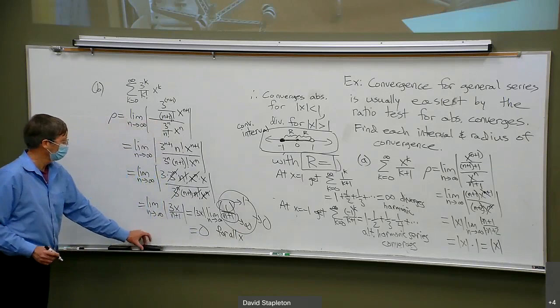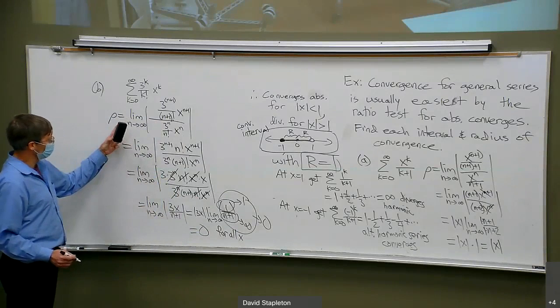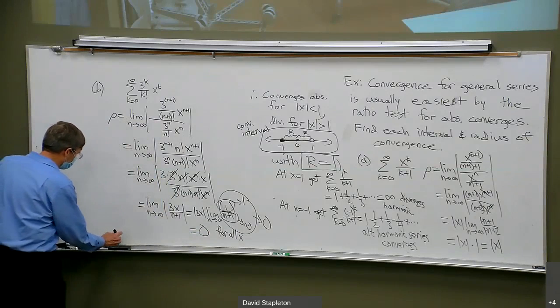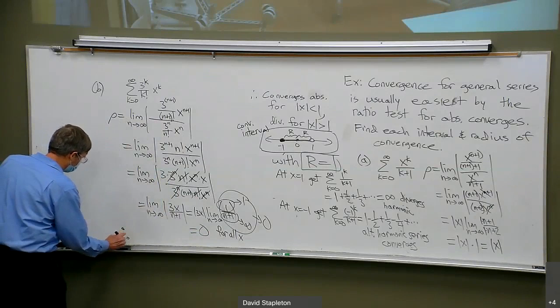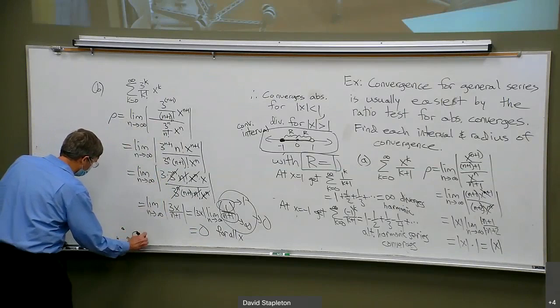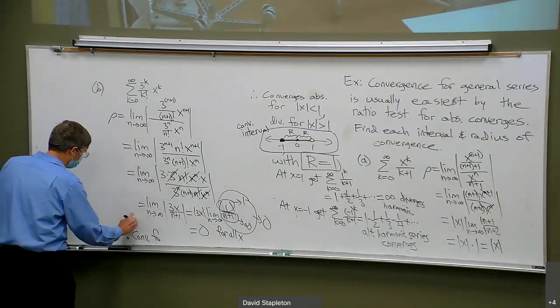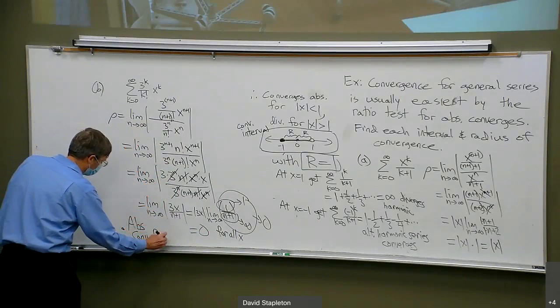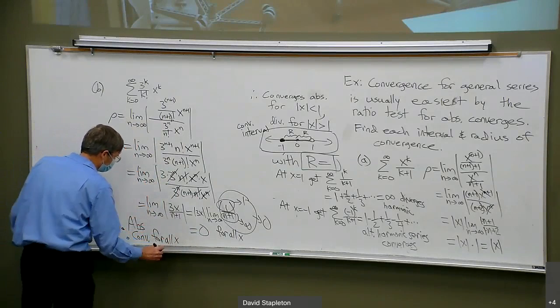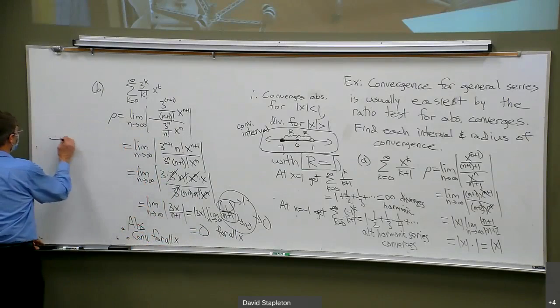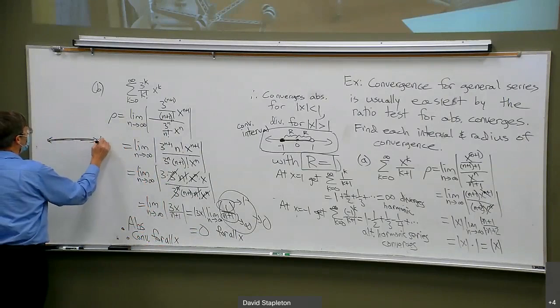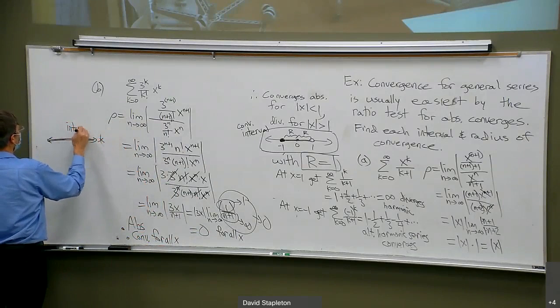Therefore, rho is equal to 0 for all x. That means it converges for all x. Since rho is less than 1 for all x, we get convergence for all x. Actually, absolute convergence. We can put that on there if you want. Which means the interval is just the whole x-axis. Just shade the whole thing. And the radius, we say, is infinity.